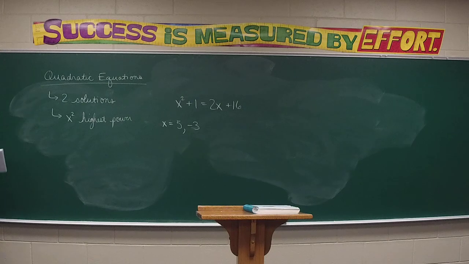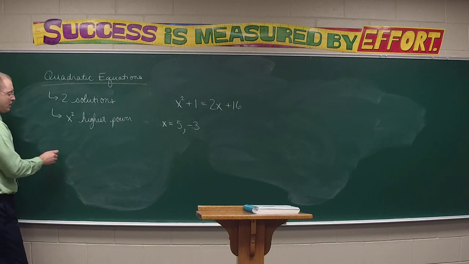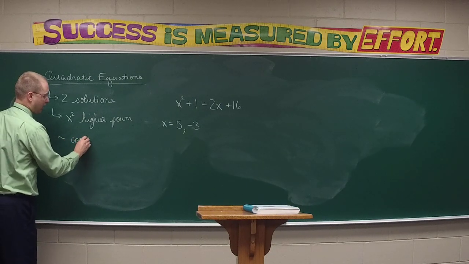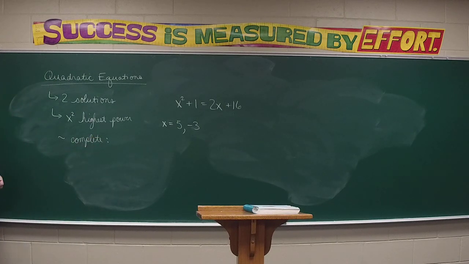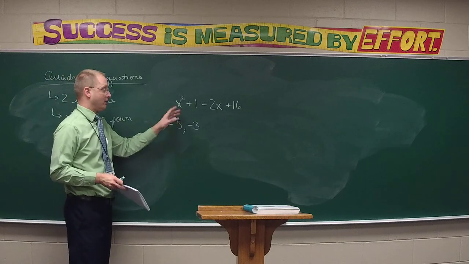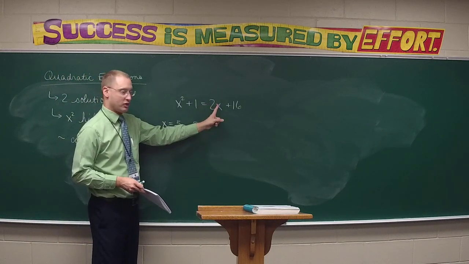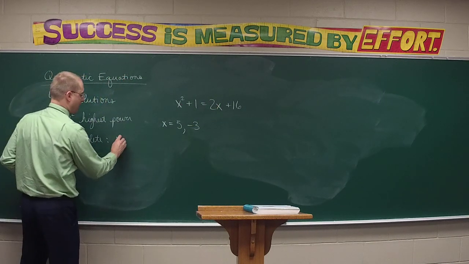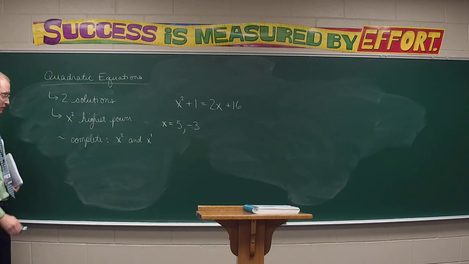Now, there are a couple types of quadratic equations, and the first type of quadratic equation is what's called a complete quadratic equation. This would be an example of a complete quadratic. This quadratic equation has x squared, and it has x to the first in it. Because it has both powers of x, it's complete. It has x squared and x to the first.